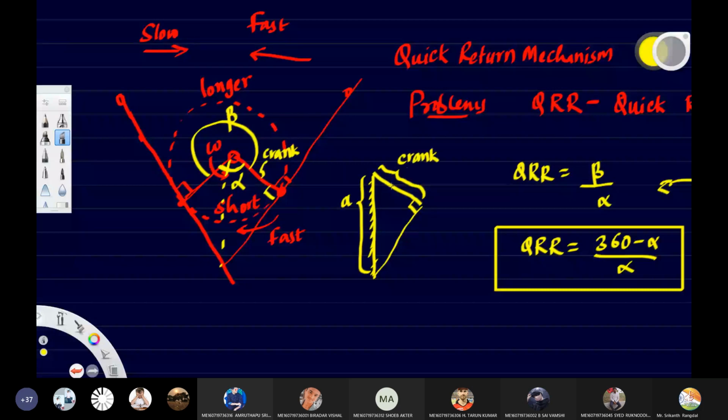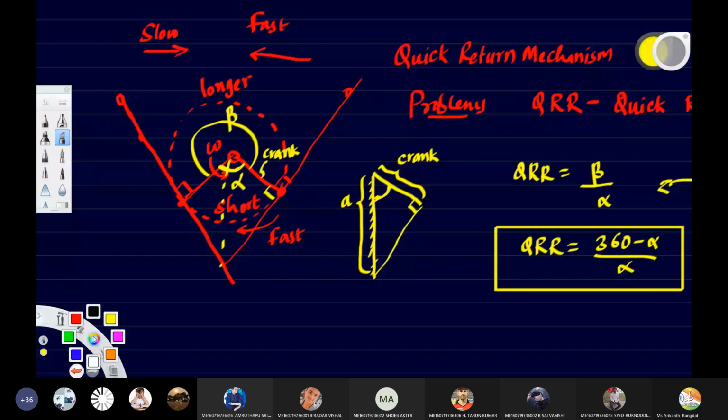So knowing these two lengths, can you find this angle? How much is this angle? Is it alpha? Alpha by 2. Is this alpha or beta? Alpha by 2, sir. Very good. This is alpha by 2. That is the angle.